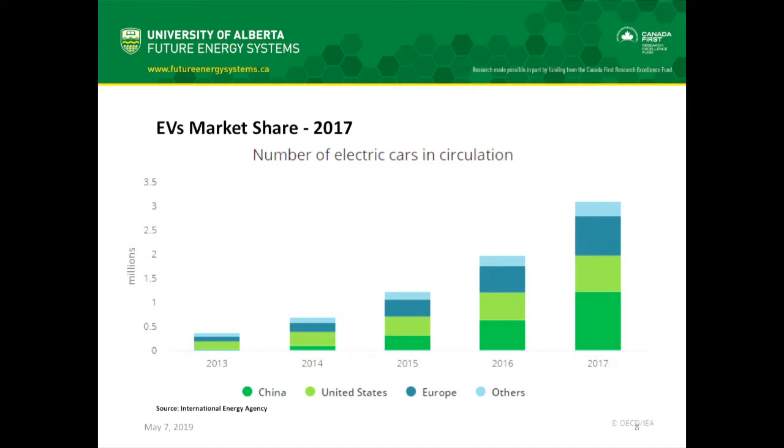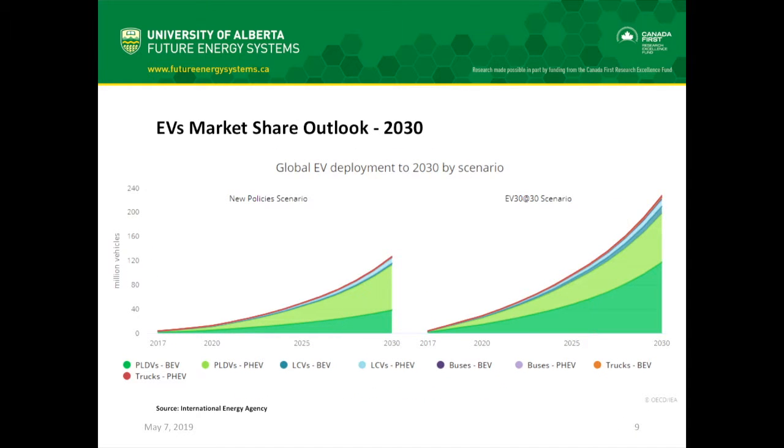I'll show you the future outlook, how this EV market is going to evolve. There are two scenarios. These figures were taken from the International Energy Agency. According to the new policies scenario, the number of electric vehicles will increase to something above 120 million around the world.